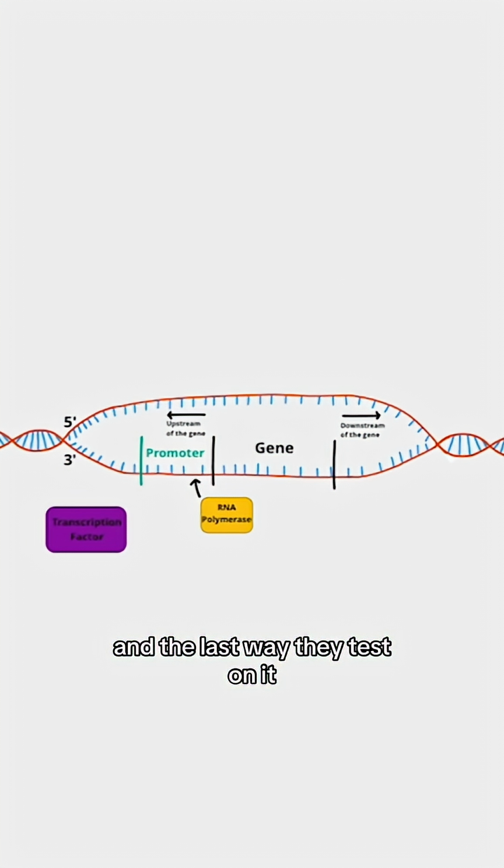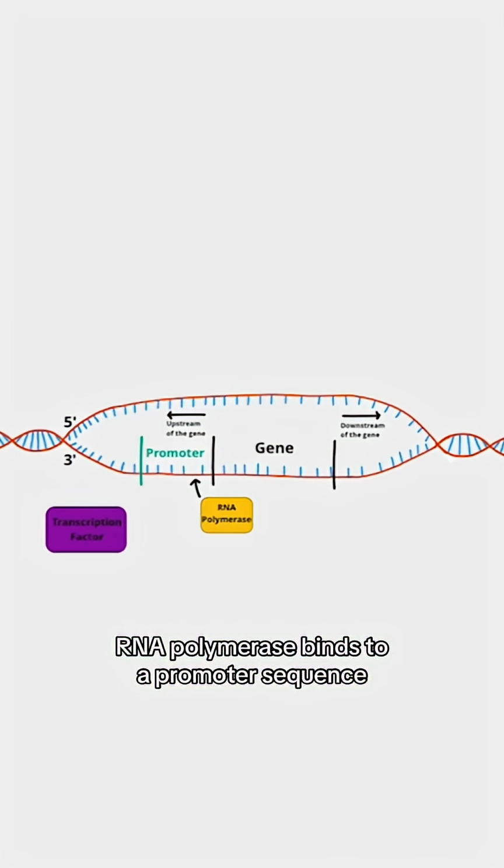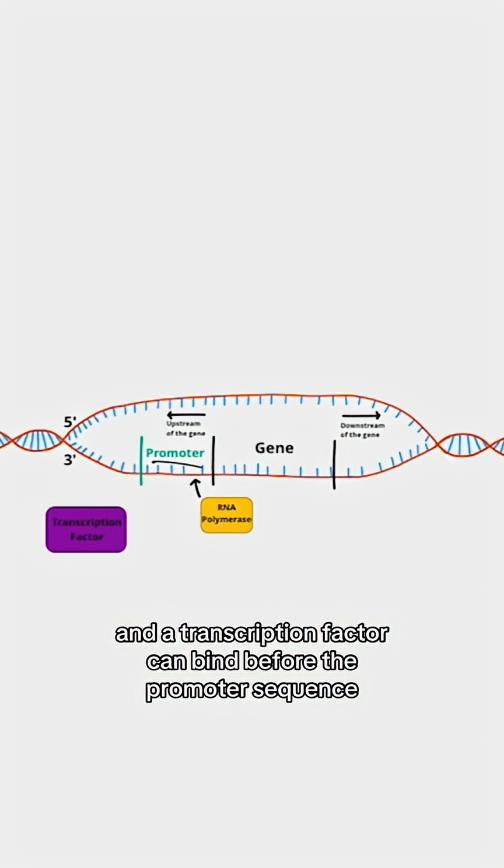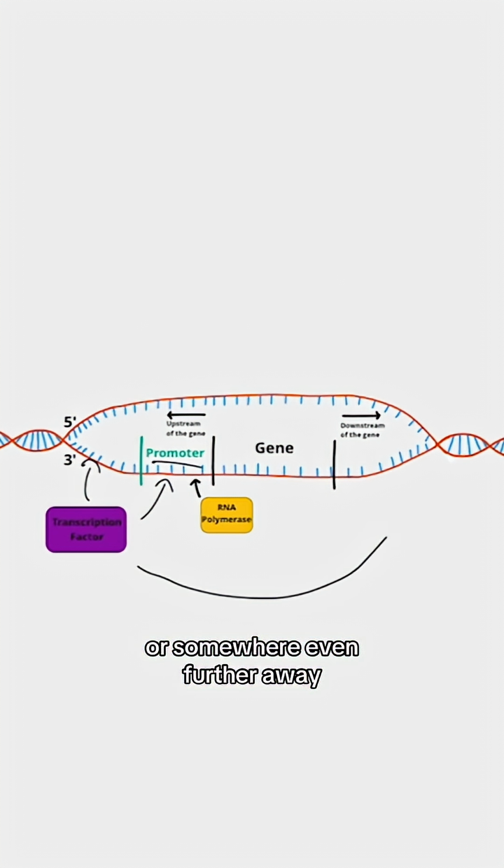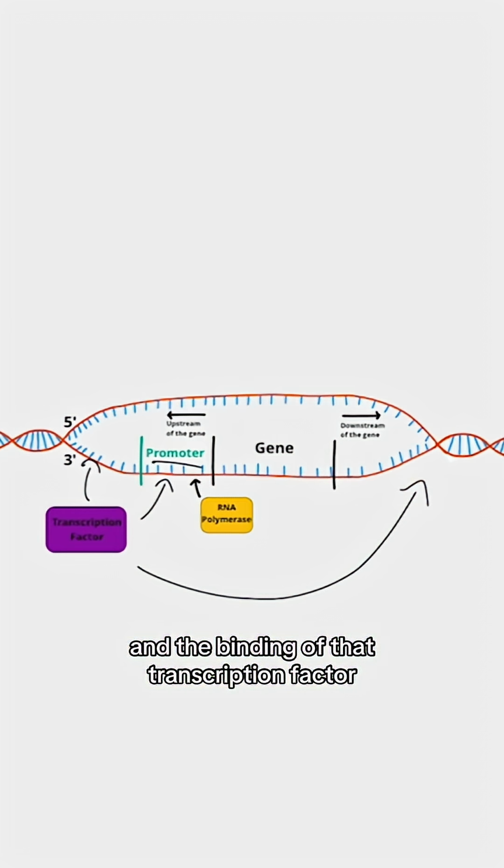And the last way they test on it, and by far the most common, is with transcription factors. RNA polymerase binds to a promoter sequence, and a transcription factor can bind before the promoter sequence, right on the promoter sequence, or somewhere even further away. And the binding of that transcription factor, depending on the particular one that it is, can upregulate or downregulate a gene.